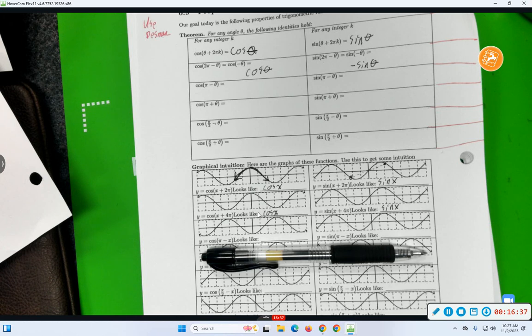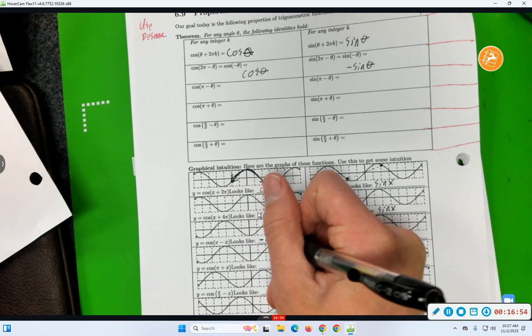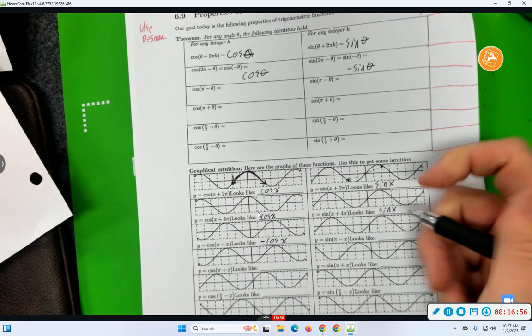It looks a lot like cosine, but it's not quite cosine. What's it off by? Flipped. So I think it's negative cosine of x. Cosine of pi minus x is the same as negative cosine of x.